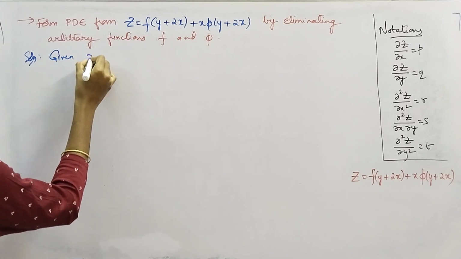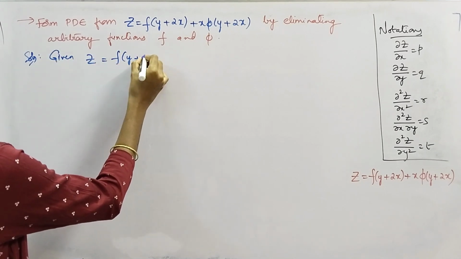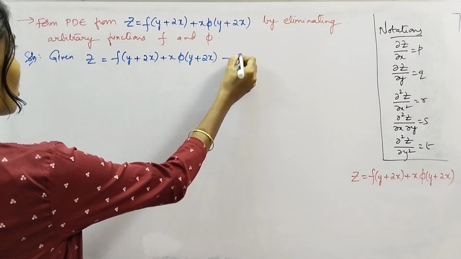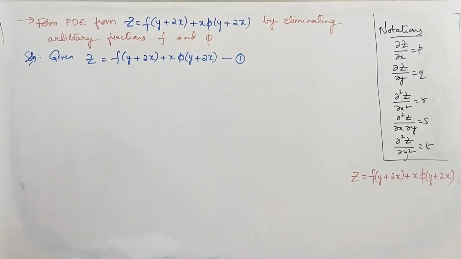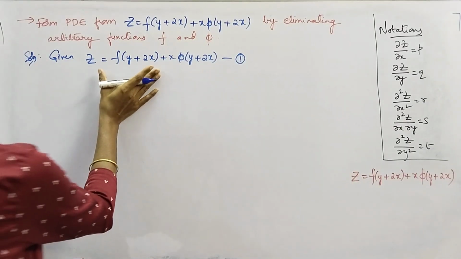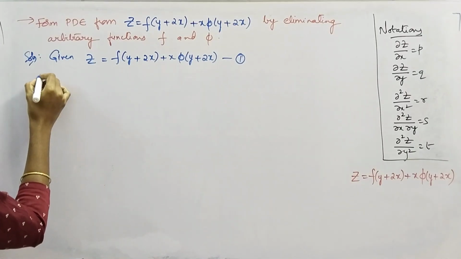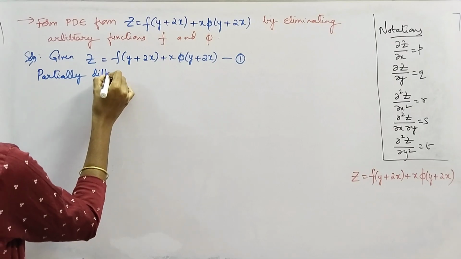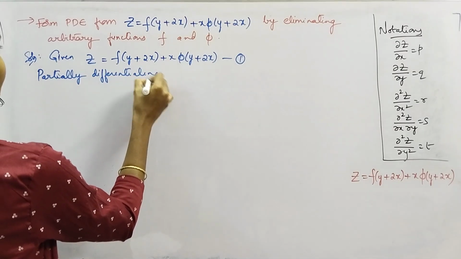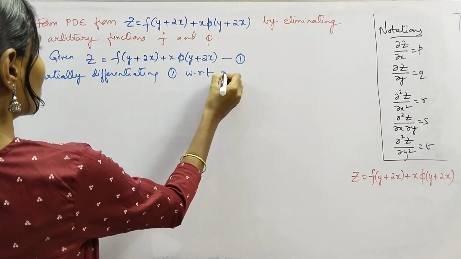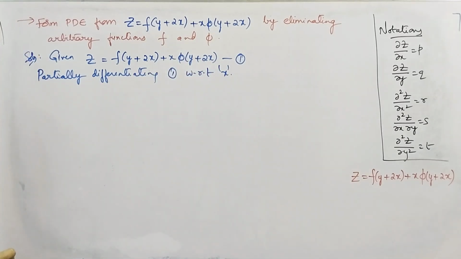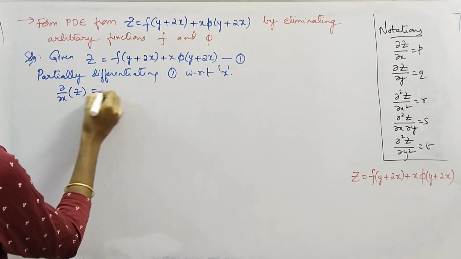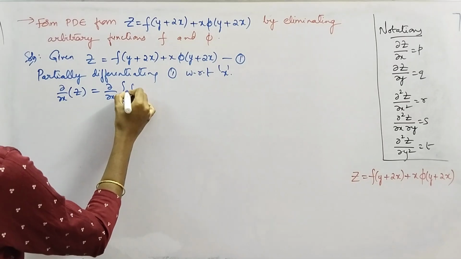Given relation z equal to f of y plus 2x plus x into phi of y plus 2x. Consider it as equation number 1. Now let's find the equation involving p, so we'll partially differentiate equation 1 with respect to x. You can just apply dou by dou x on both sides of the equation, or you can do it directly. In order to avoid mistakes, I'm taking dou by dou x on both sides of the equation.